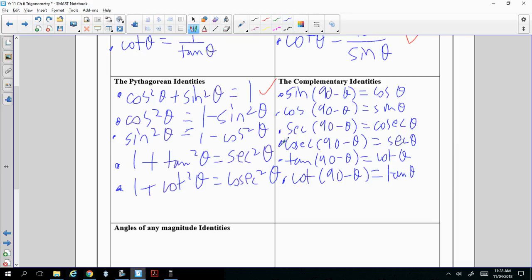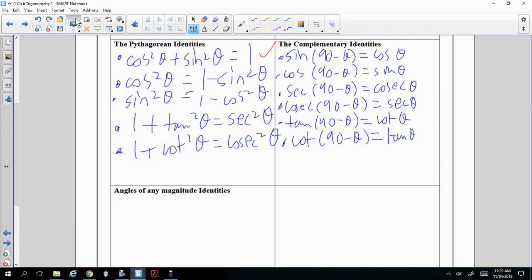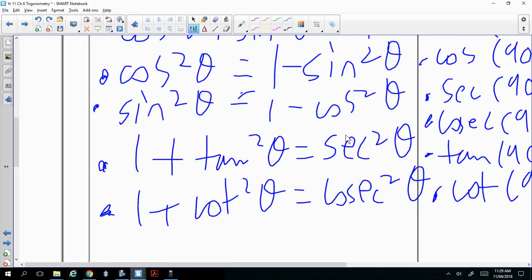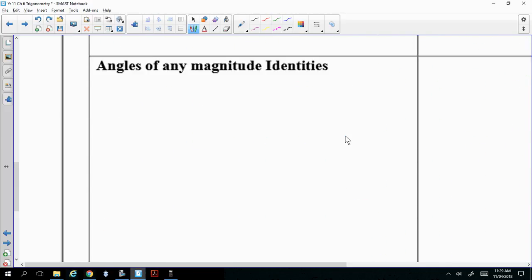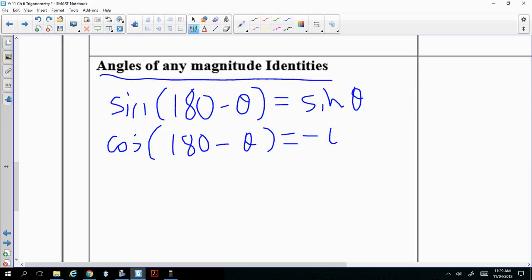Okay, now, sine 180 minus theta equals sine theta. Remember the one we learned about, all stations to central. For cos you get negative cos, and for tan you get negative tan. Remember these ones we did earlier? If you don't remember, go back to the older page. We did it on page 18.